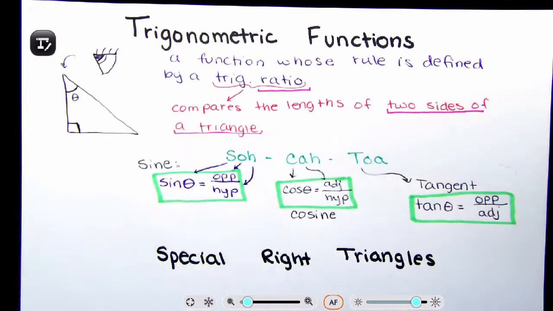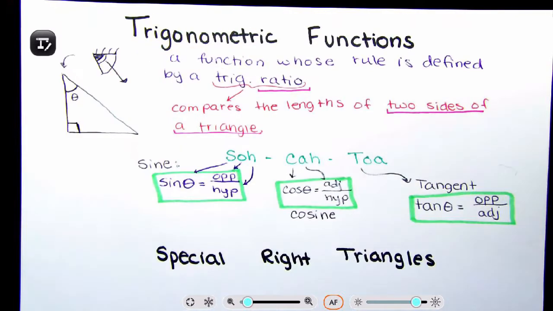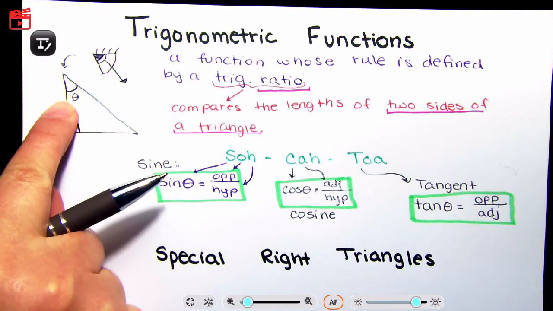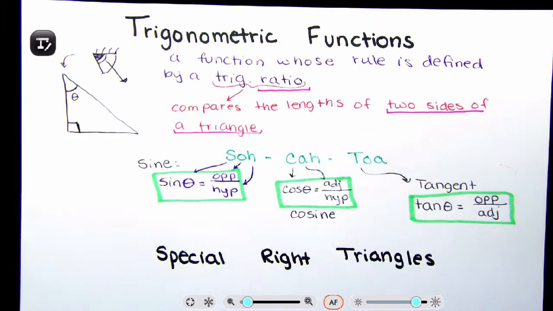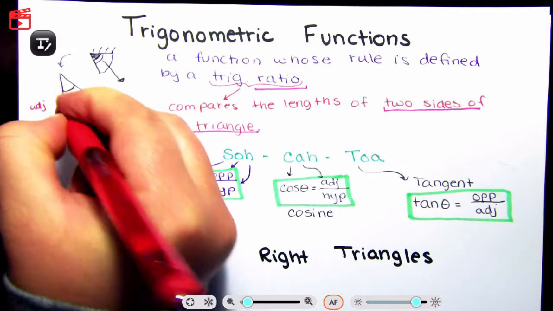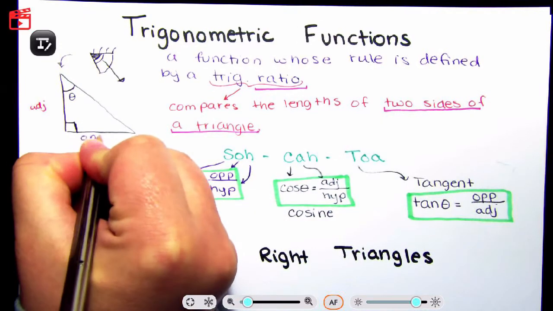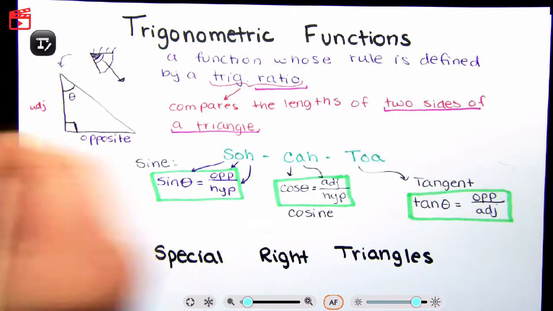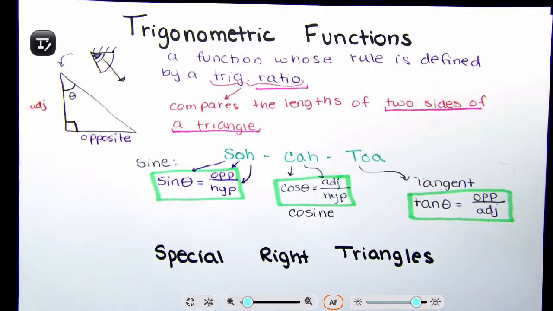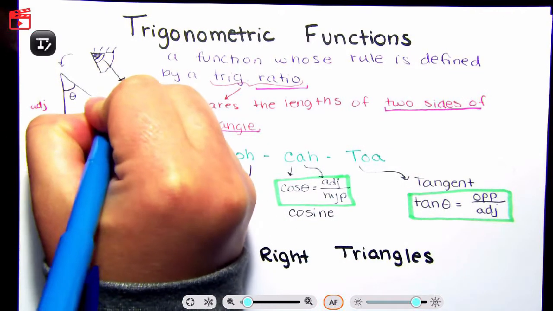So this is your eyeball, and you're looking through that eyeball. Wherever that theta is, that is your eyeball looking through that. So if this is my eyeball, then that means that my adjacent is right next to it, and my opposite is across from it. Now your hypotenuse is always, always, always going to be across your right angle.